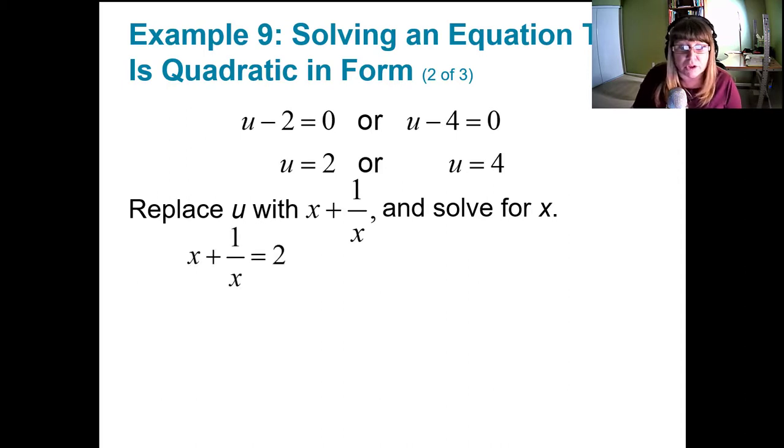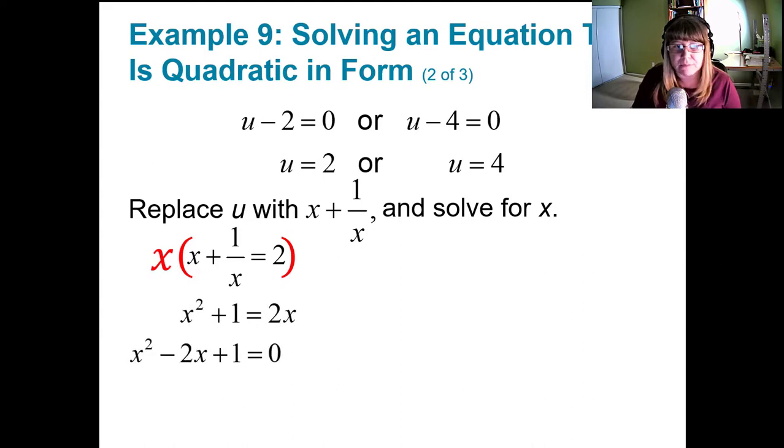So x plus 1 over x equals 2. I'm going to multiply everything by x so I can get rid of that x in the denominator. I get x squared plus 1 equals 2x. Moving the 2x to the left-hand side, I get x squared minus 2x plus 1 equals 0.